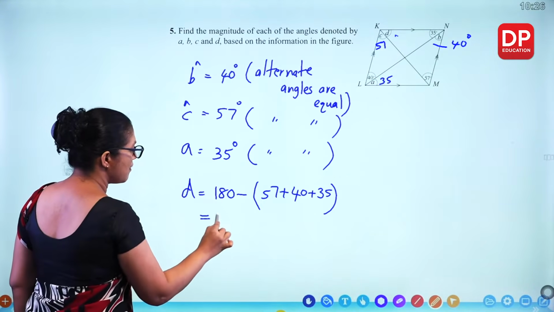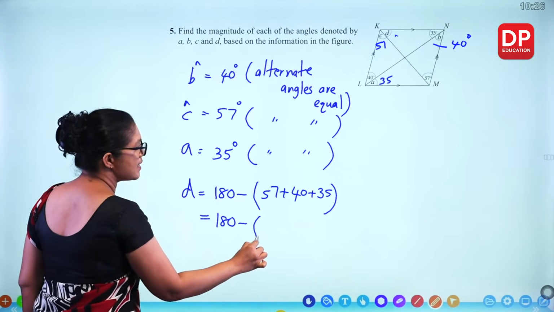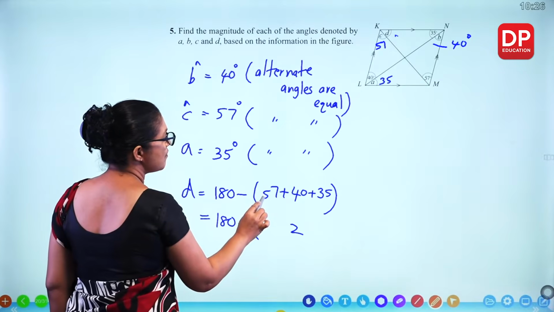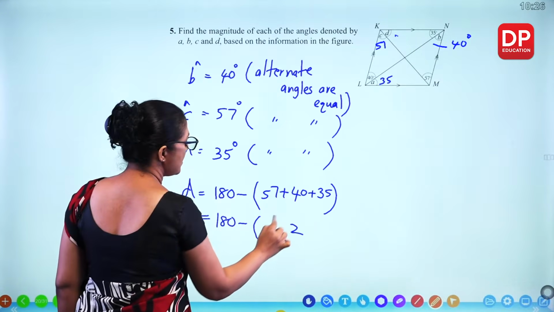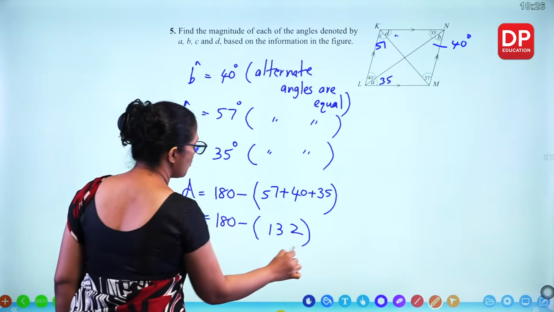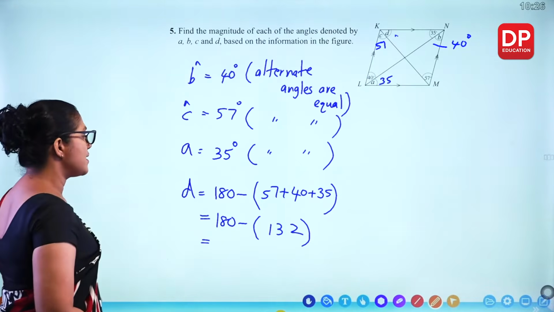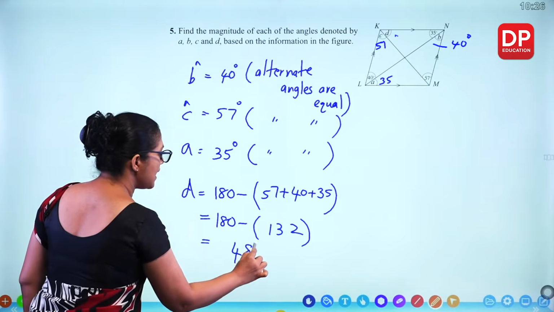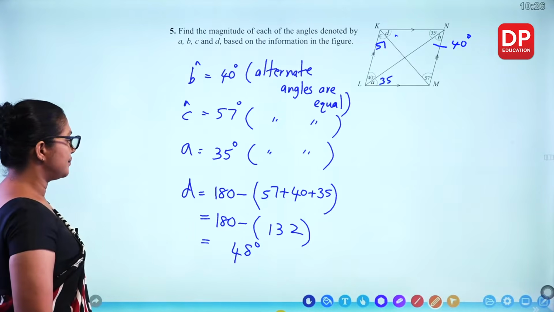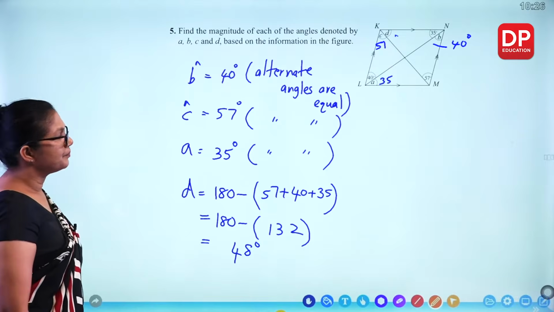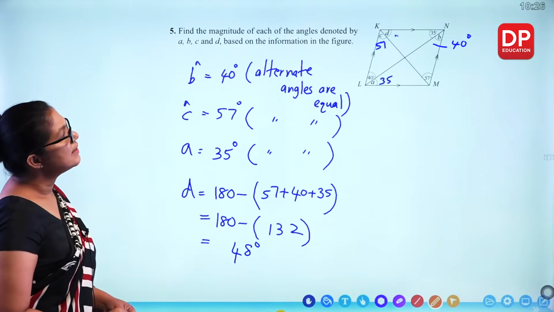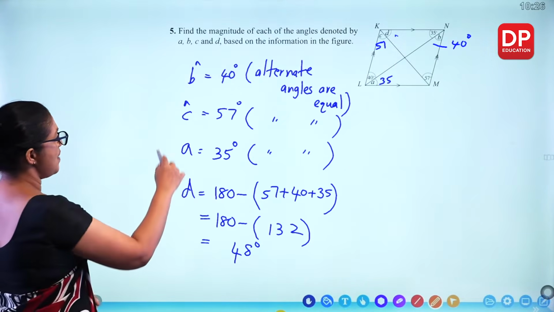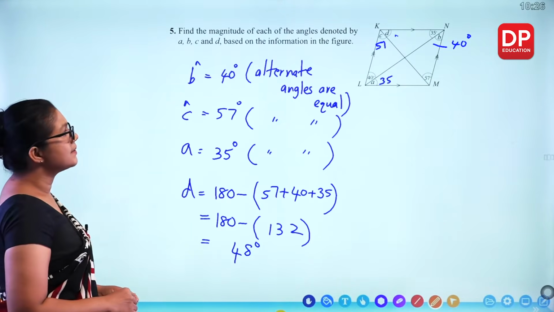Now we'll simplify this. 180 minus 132. 180 minus 132 is 48 degrees. So D angle is 48 degrees. So we found all A, B, C, D angles.